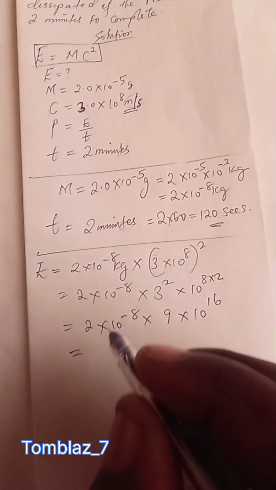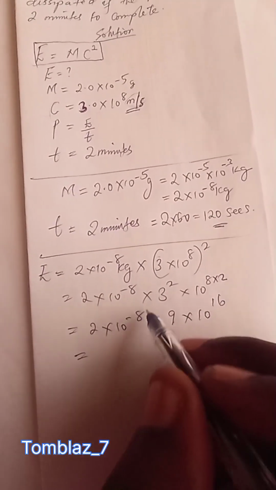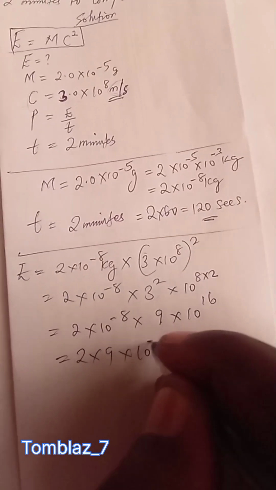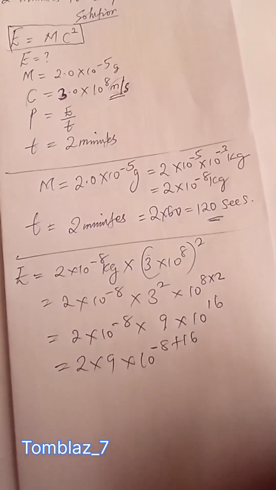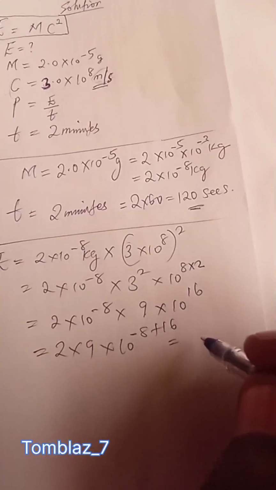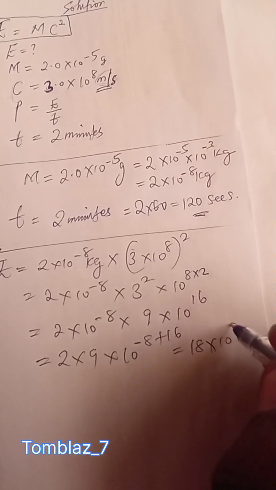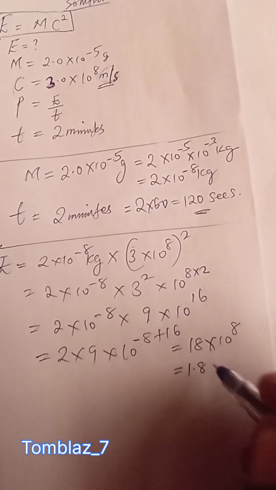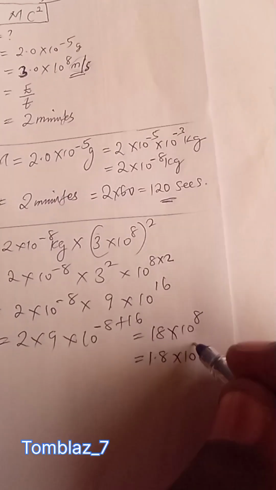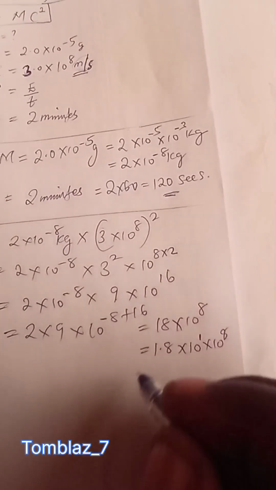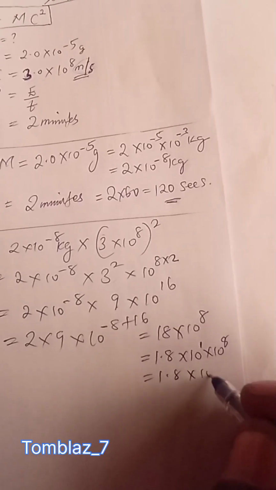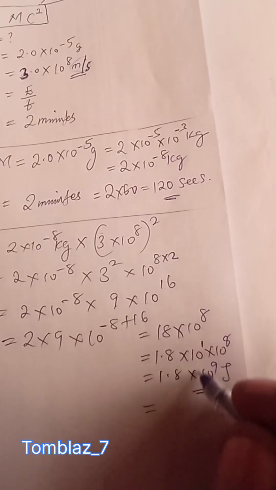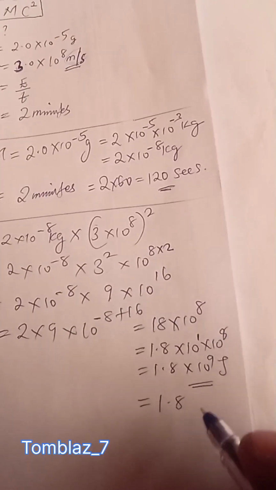So we're going to be using indices now. We'll multiply the base and add the powers. So we have 2 times 9 times 10 raised to minus 8 plus 16, right? So this is going to give you 18 times 10 raised to the power of 8. But then this has to be in standard form. So it's going to be 1.8 times 10 raised to the power of 1 times 10 raised to the power of 8. That is 1.8 times 10 raised to the power of 9, and since it's energy, the unit is joules. But whenever you have 10 raised to the power of 9, you can call it gigajoules.